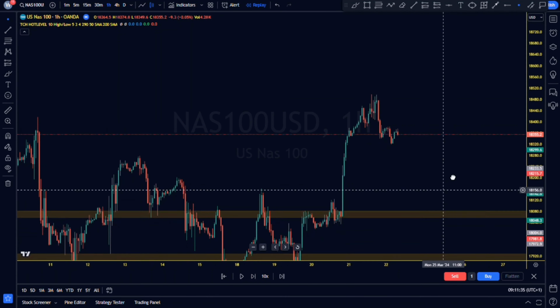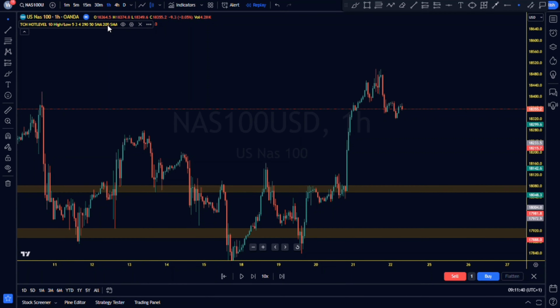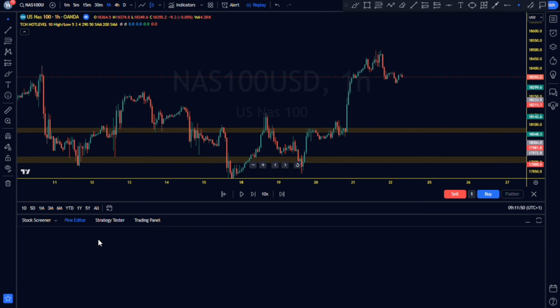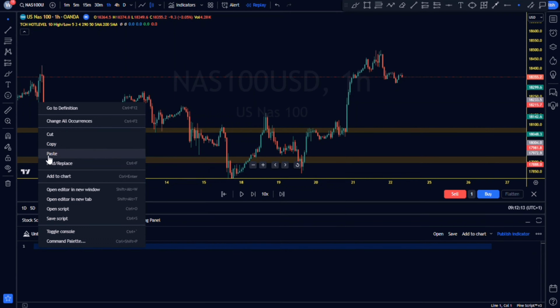So the first thing you need to do is to get the indicator. The indicator file is going to be sent to you, and all you have to do is come to Pine connector right here. You click on Pine editor, and it's very easy. When you get to Pine editor, you delete everything you see right here. Make sure you delete everything. After deleting everything, paste the code that will be sent to you. Then the next thing you want to do is click on save, and after saving, click on add to chart.